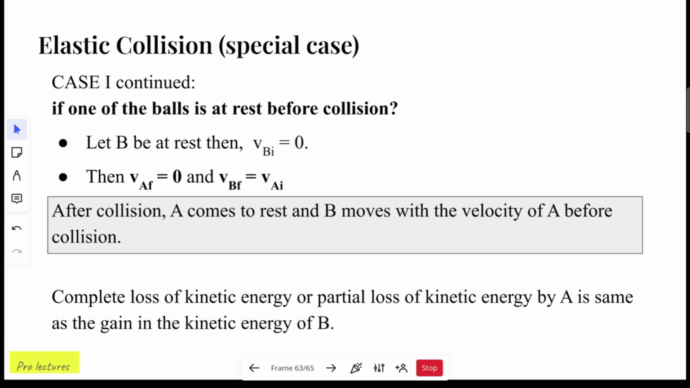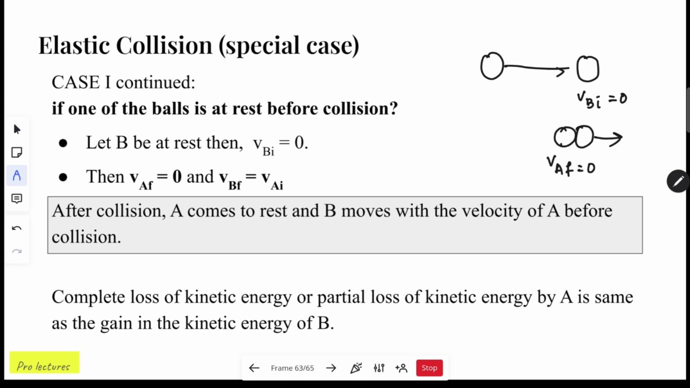Let's move on to the second condition. In the first condition, suppose one of the balls is at rest and both the balls are identical. See, this is at rest. VBI is 0. But this moves after collision. It is exchanged, if we see for the identical cases, right? So after collision, this will move and this will be at rest. So after collision, A comes to rest and B moves with the velocity of A. So the complete loss of kinetic energy by A is the same as the gain in the kinetic energy of B.